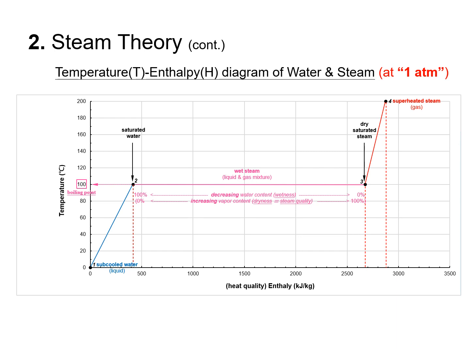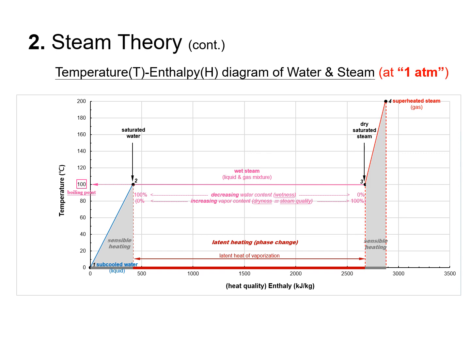If comparing the heat absorbed by water in these two different heating processes, represented by the length along the horizontal axis, gray bar for sensible heating and red bar for latent heating, we can see the highest heat absorption occurs during the latent heating phase change process, known as the latent heat of vaporization for water.